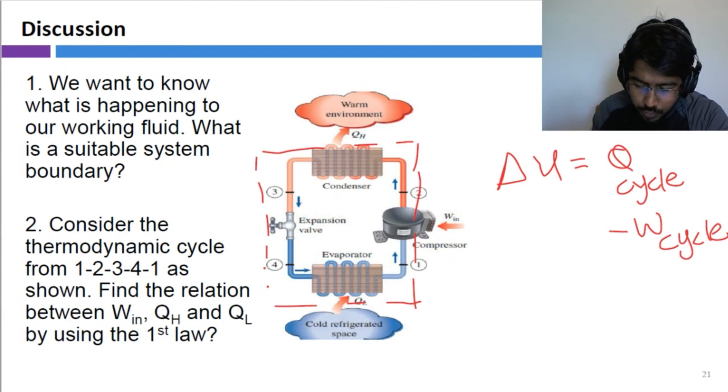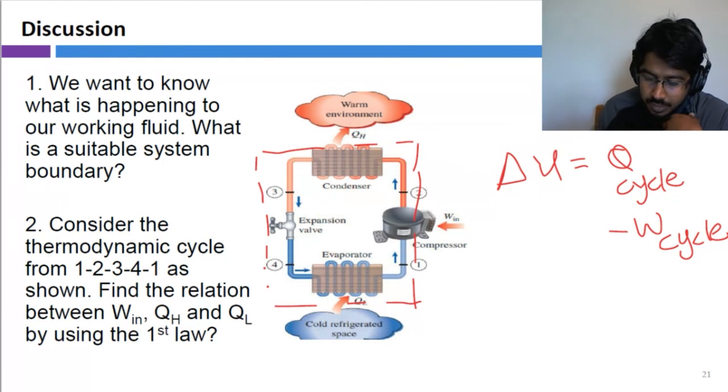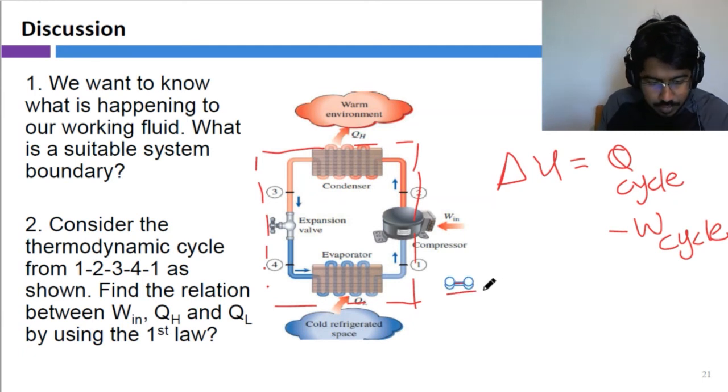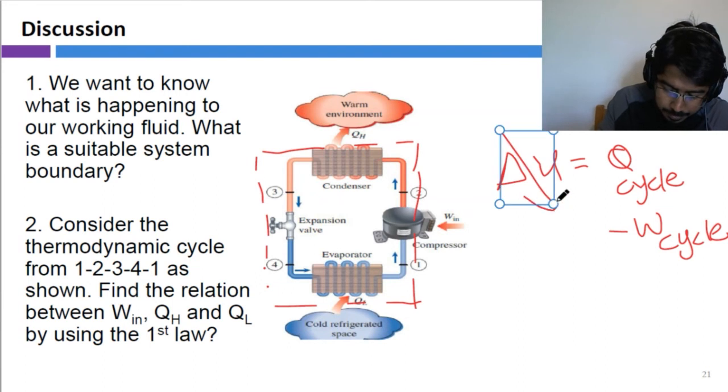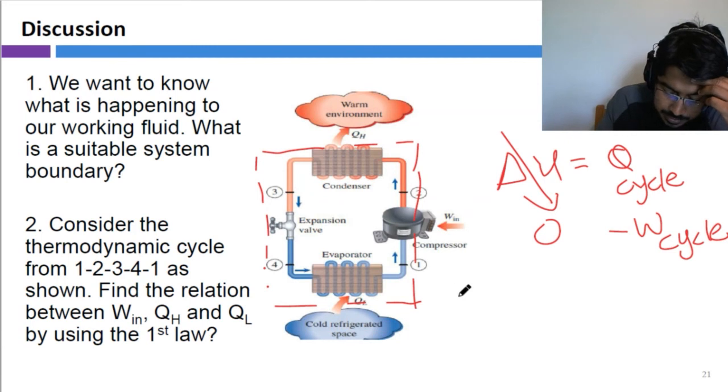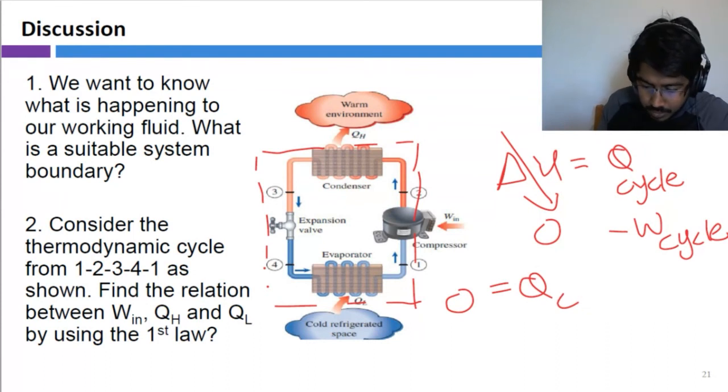Now, what do we want to find? The relationship between the heat inputs and the work input, right? So now you know that during this cycle, the change in internal energy is 0. We established that. So we can say that 0 equals Q cycle minus W cycle.